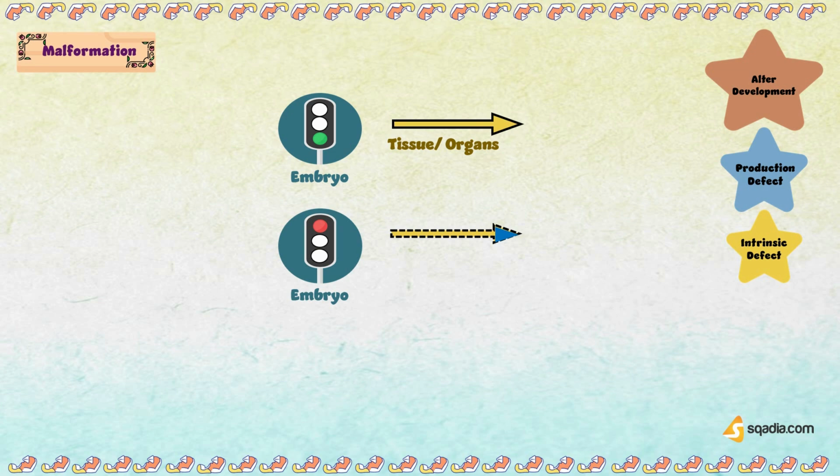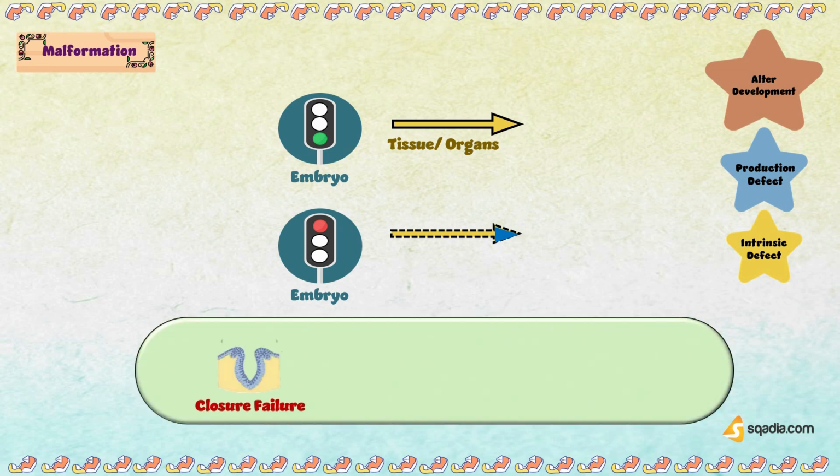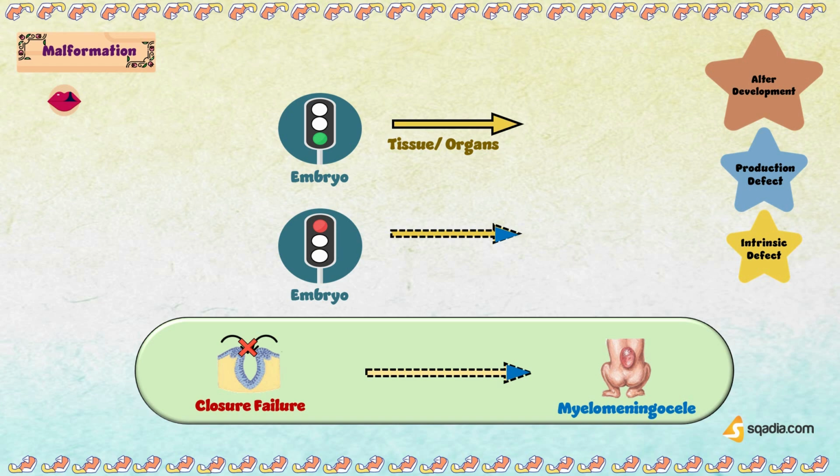Ma'am, can you give an example? Yes, sure. A failure of neural tube closure leads to Myelomeningocele. And this is an example of malformation. So, malformations are due to errors occurring in the initial formation of structures. Other examples are cleft palate or polydactyly.